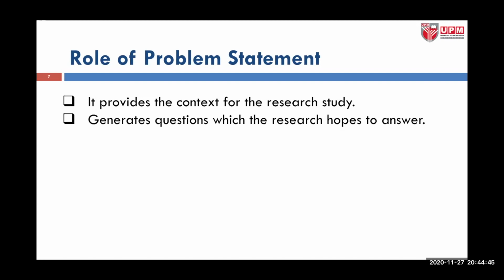And then it will generate questions which the research hopes to answer. So basically, from a problem statement, you can later write down a few research questions, right? Maybe research question number 1, research question number 2, research question number 3, and so on. And further to that, you will use your problem statement and your research question to identify the hypothesis, the assumption, what will happen if you do this, right?